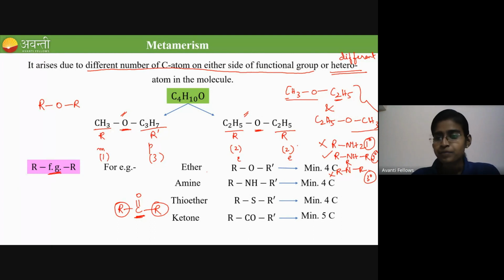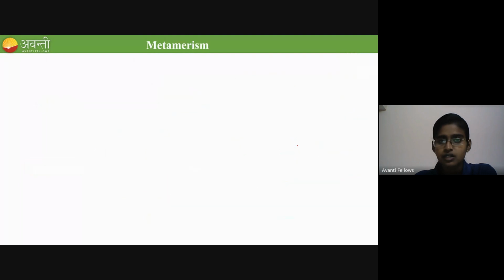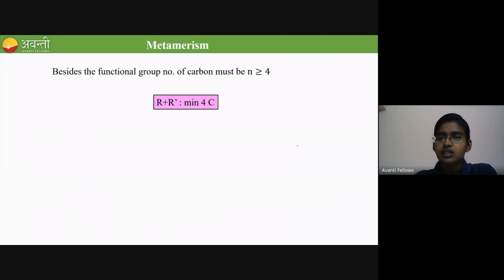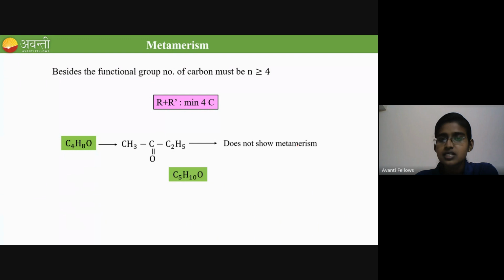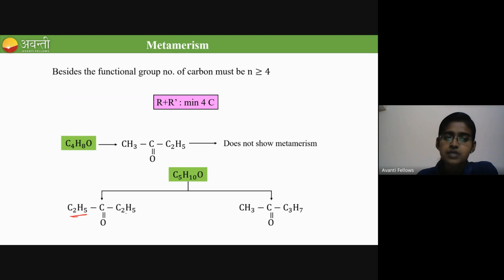Students, any doubt in metamerism? Shall we move on with the next isomerism? Besides the functional group, the number of carbon atoms must be greater than or equal to 4. That is what I have told you. So you can see a ketone with 4 carbons does not show any metamer. A ketone should have at least 5 carbons. Then only you can observe the metamer. Got it? This is what I was explaining to you.